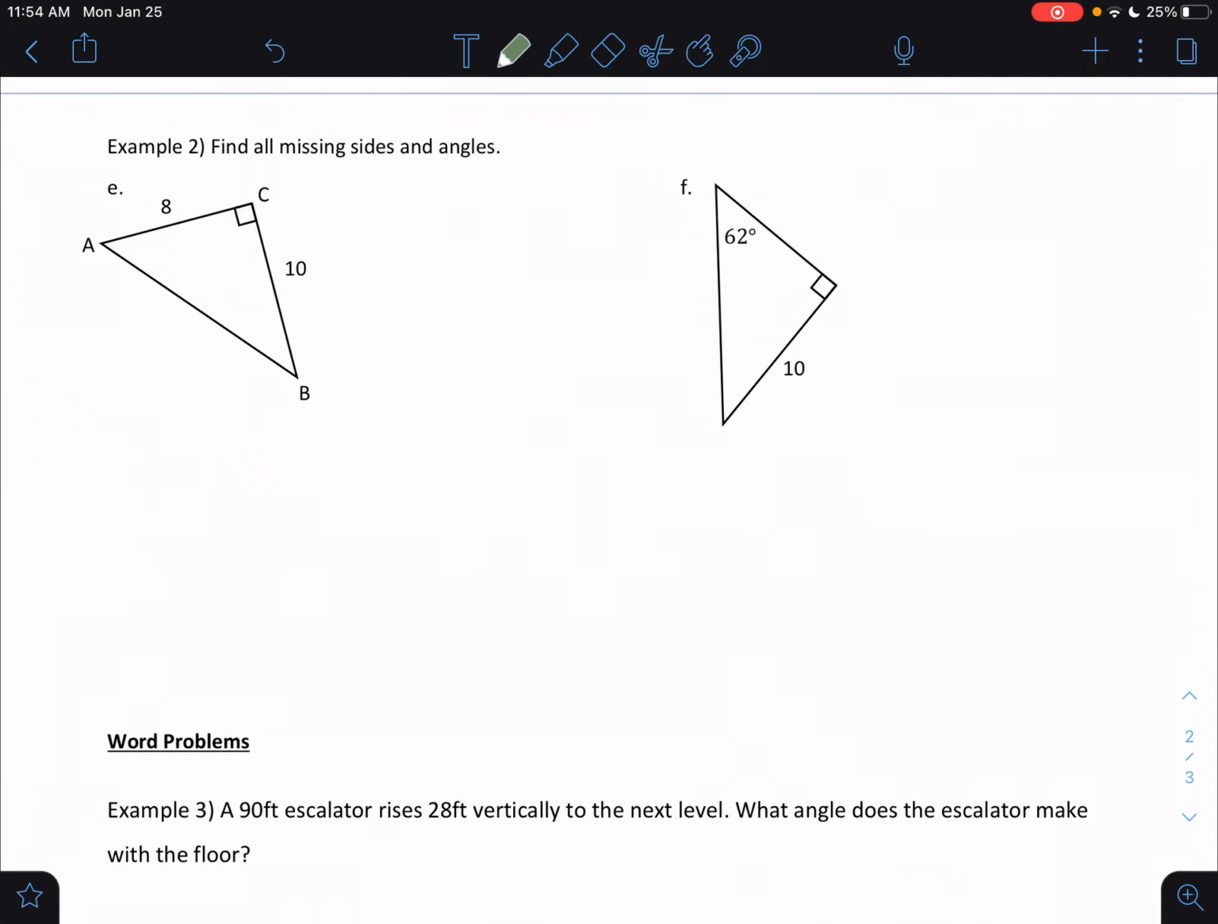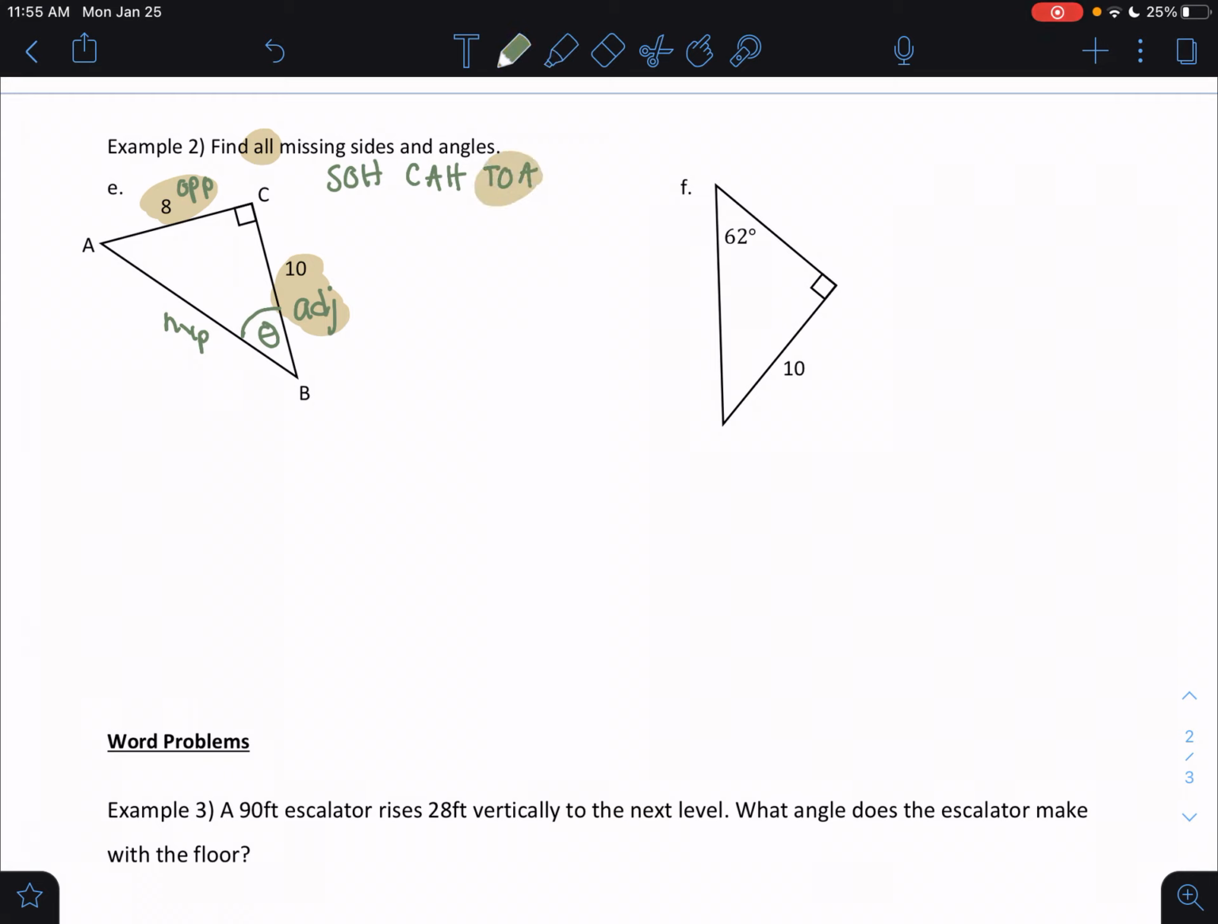Okay, example 2. If you look here, it says find all missing sides and angles. So we're going to just be given a little bit of information, but we have to find everything. So I'm going to start, as always, SOHCAHTOA. So I'm just going to pick one of these angles, and I'm going to label it as theta. So let's say this one's theta. So going from this one, this is adjacent, this is opposite, and of course this is hypotenuse. So we have an opposite and an adjacent.